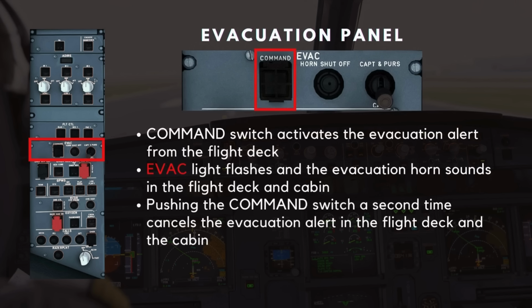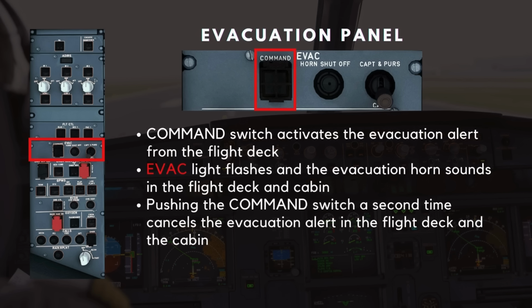Next is the evacuation panel. The emergency evacuation signal system alerts the flight attendants to evacuate the cabin. The command switch activates the evacuation alert from the flight deck. The evac light flashes red, and the evacuation horn sounds in the flight deck and cabin. Pushing the command switch a second time cancels the evacuation alert in the flight deck and the cabin.